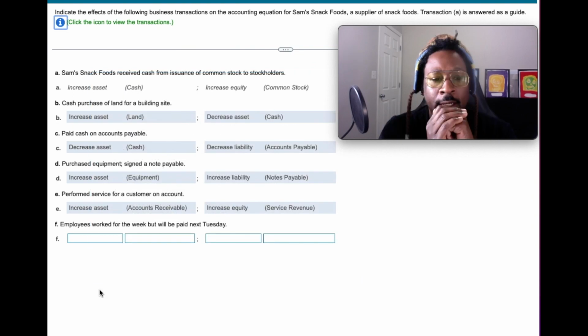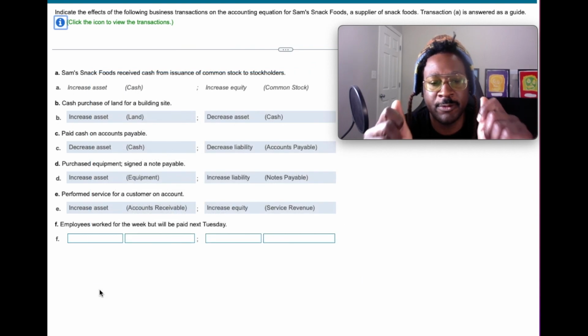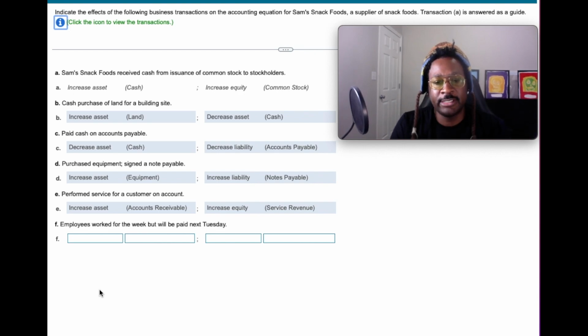Not really. Employees worked for the week but will be paid next Tuesday. What are the key words? Will be paid next Tuesday, and employees worked. So this one is kind of hairy, gang, as you can see, because the keywords are very elusive, right? But what actually happened? Employees had worked, and this company is going to pay them next Tuesday.